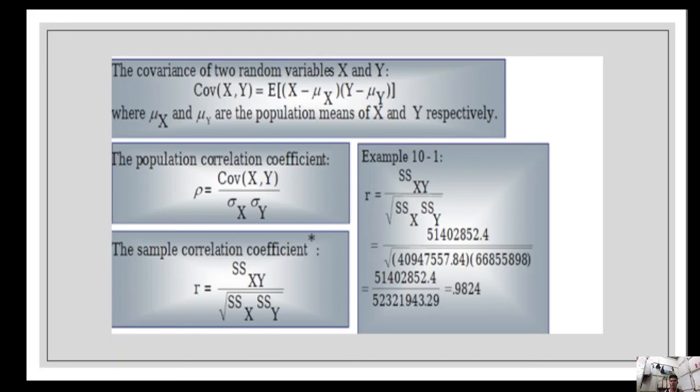So here's the formula of the population correlation coefficient. Rho is equal to the covariance of x and y, all over sigma sub x and sigma sub y. The sample correlation coefficient: r is equal to the sum of squares of x and y, all over the square root of the sum of squares of x and the sum of squares of y.